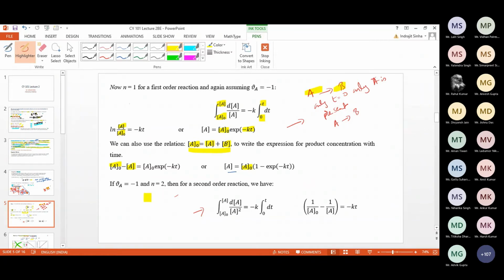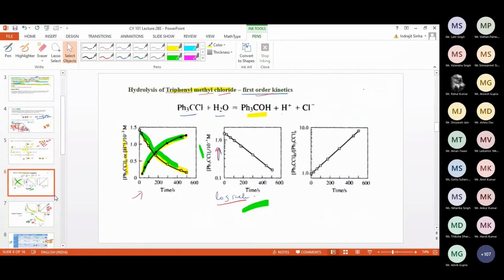And then you can also write down the expression for the second order reaction. It is also very simple. So you get this second order reaction, then you integrate it and you get this. Now let us go to the next slide.